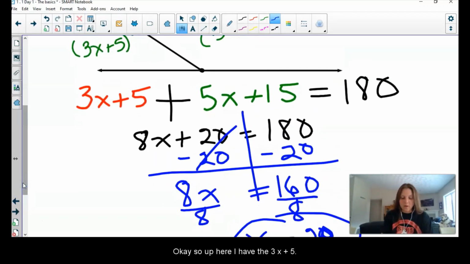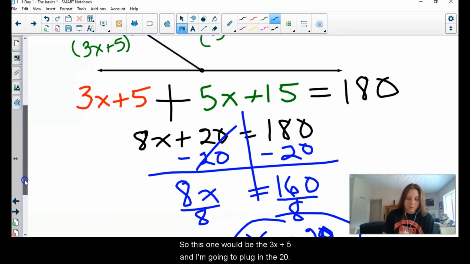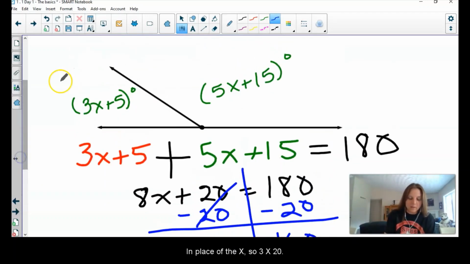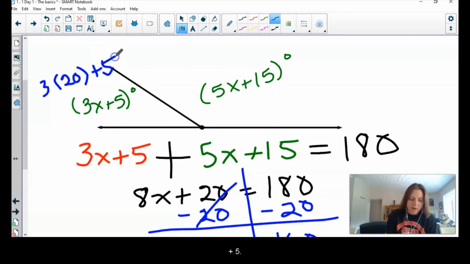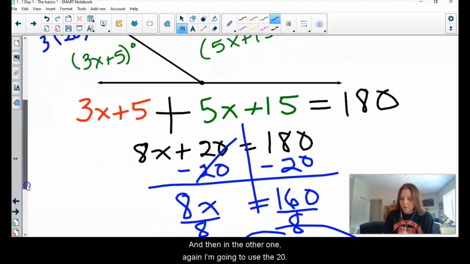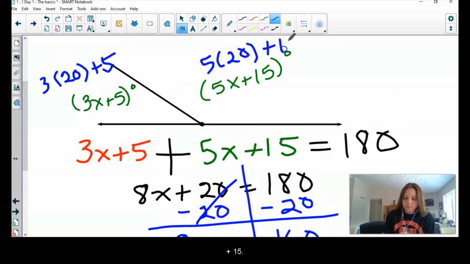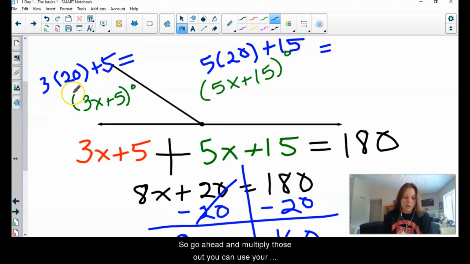Okay, so up here I have the 3x plus 5. So this one would be the 3x plus 5, and I'm going to plug in the 20 in place of the x. So 3 times 20 plus 5. And then in the other one, again, I'm going to use the 20. 5 times 20 plus 15. So go ahead and multiply those out. You can use your brain, you can use a calculator. That would be 60 plus 5 is 65.